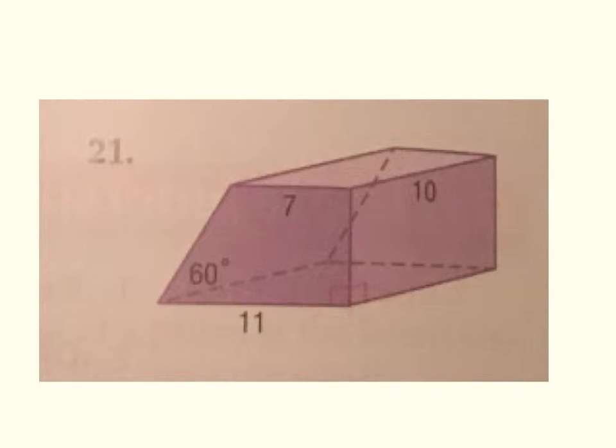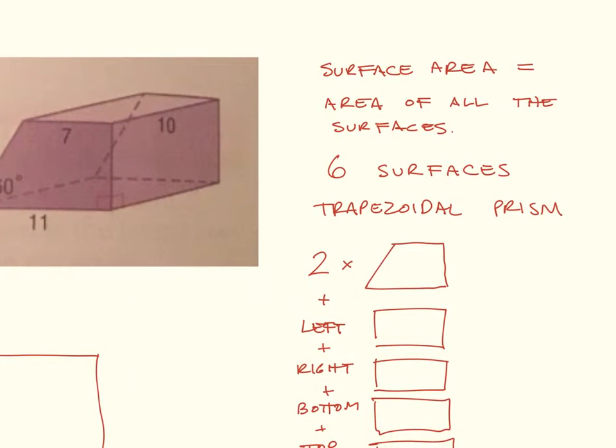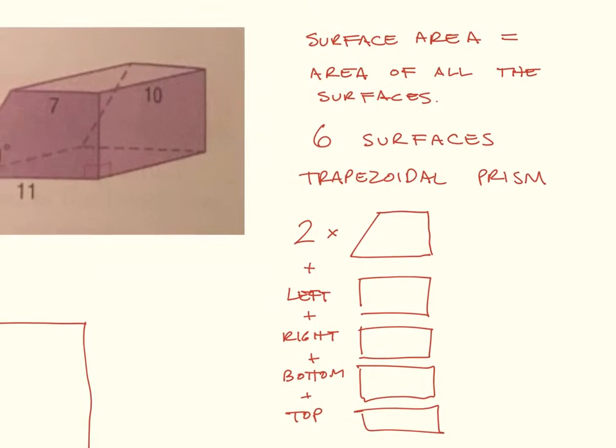Okay, we're looking at number 21 on page 652 in the geometry book. This is the problem right here. We've got to figure out the area of this thing. The easiest way to do that is to find the area of all the surfaces of this thing. It has 6 surfaces.